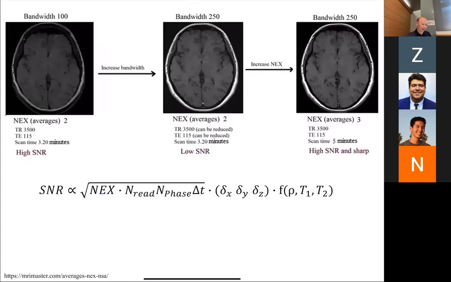And you can play the same game with bandwidth. For example, you can keep your high bandwidth, but you use a NEX of 3. So you get both the high SNR and it's sharp. Whereas if you didn't do the averaging, you would have low SNR, right? So there we're trading off the NEX versus the delta T.